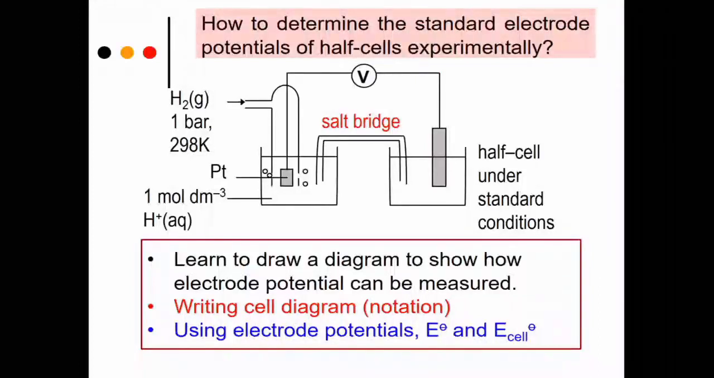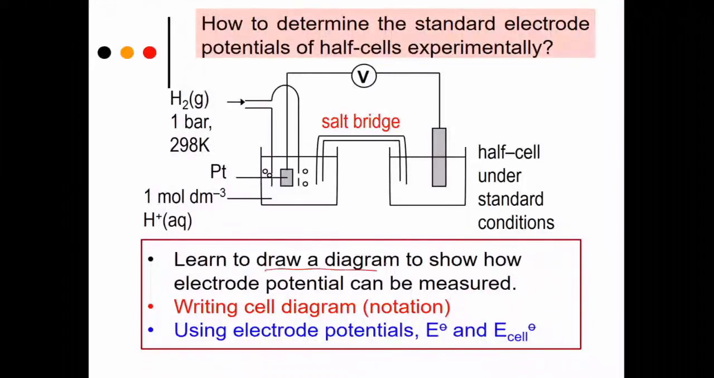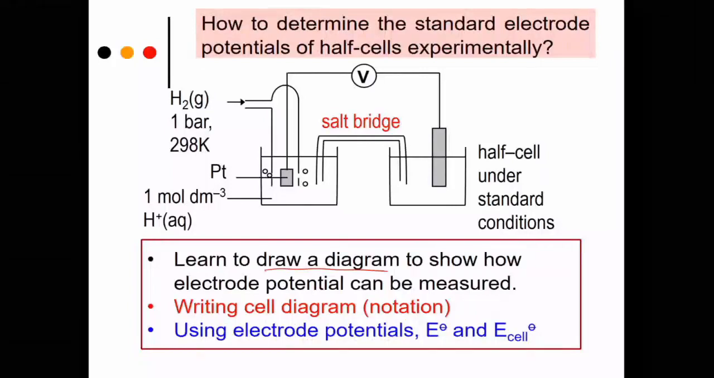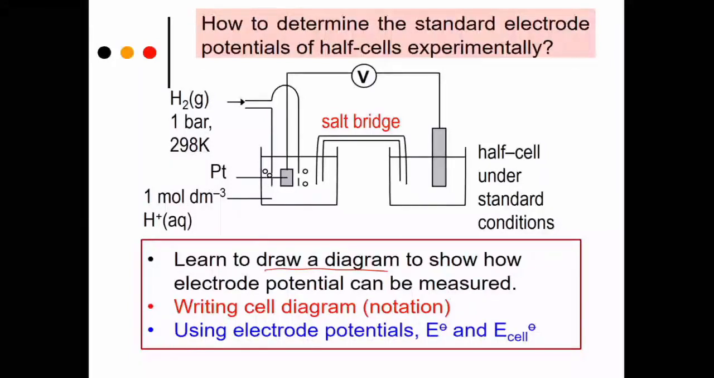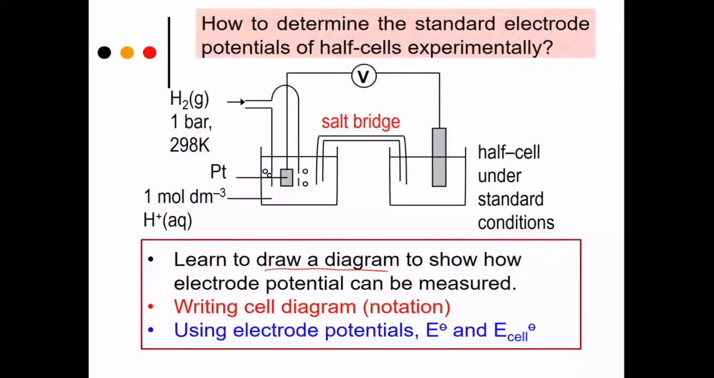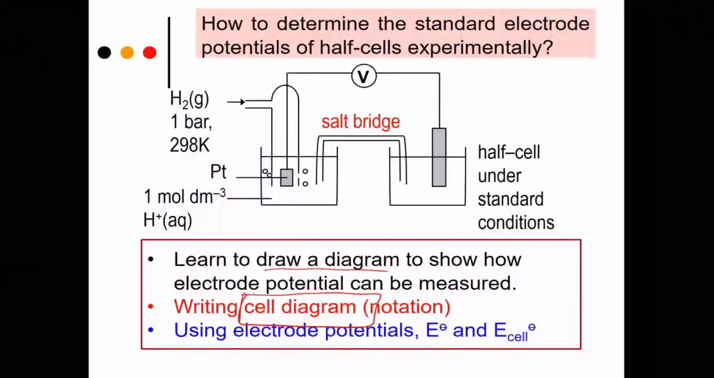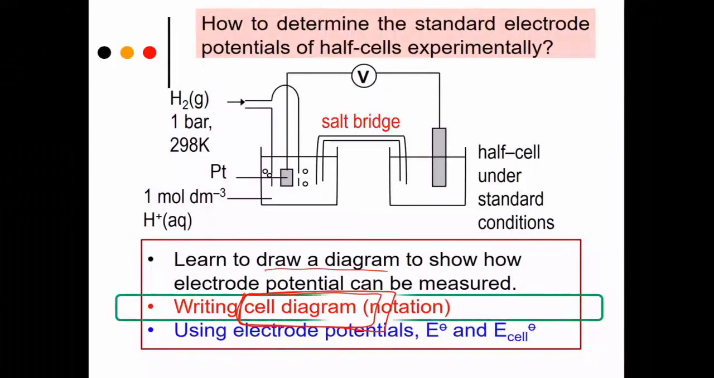So we look at how to draw the diagram to determine the standard electrode potential experimentally. The next part we'll be looking at is how do we write a cell diagram. So what is a cell diagram?